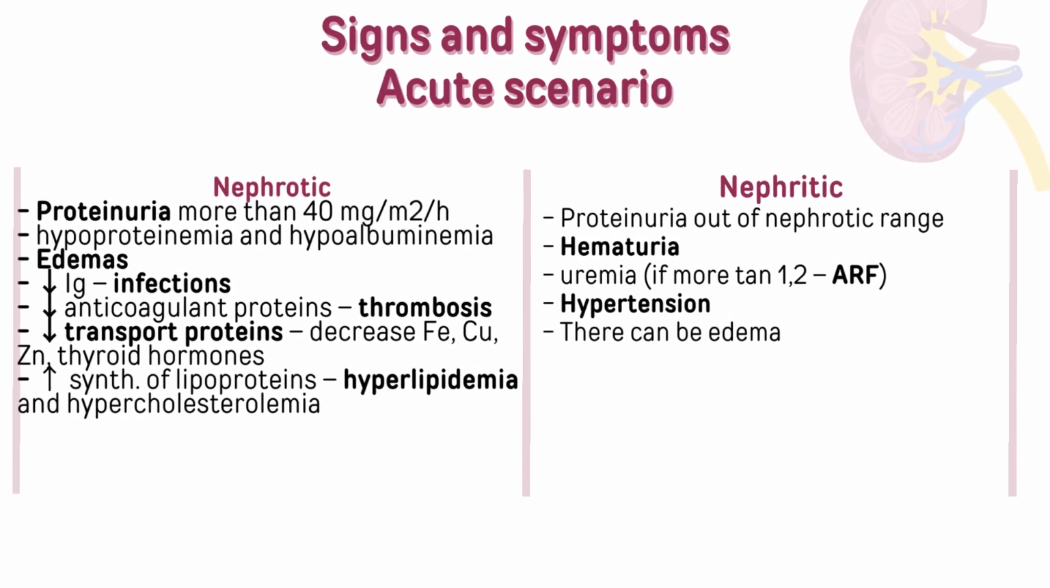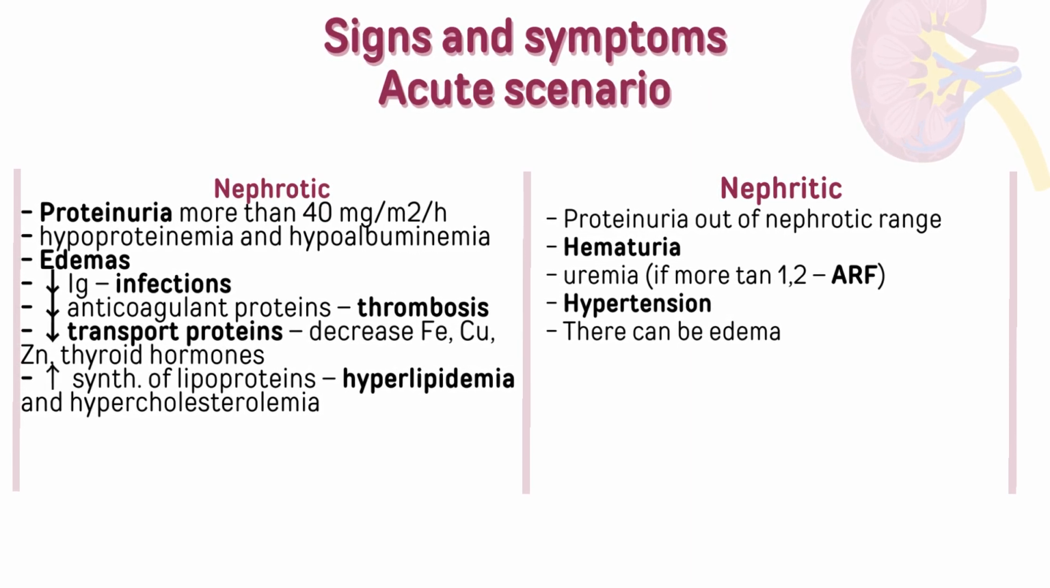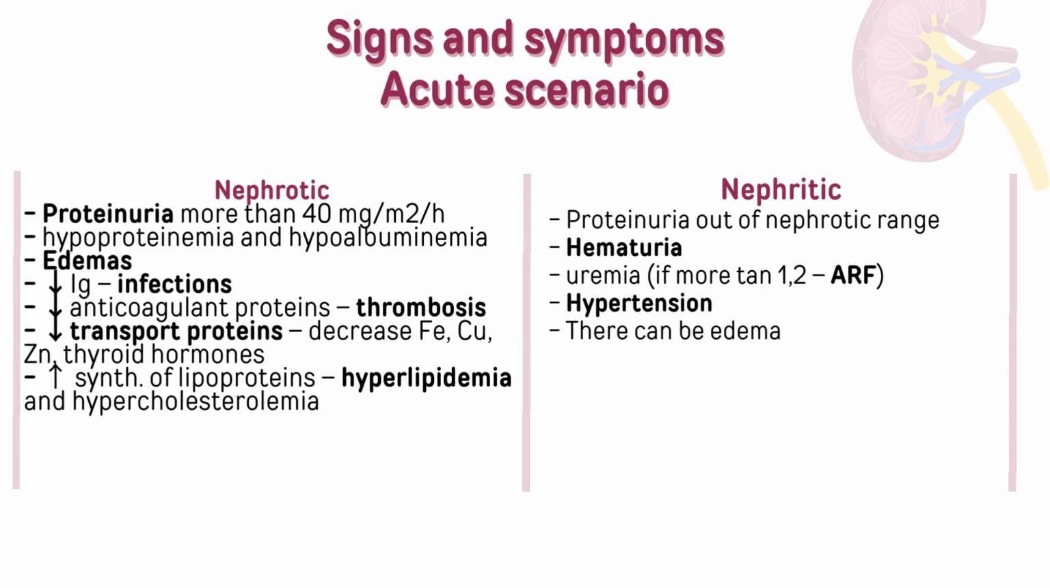Signs and symptoms in an acute setting differentiate nephrotic and nephritic syndrome. Nephrotic syndrome is characterized by a damage of the glomerular basement membrane, which in turn filters out many proteins. In nephrotic syndrome, we can see proteinuria more than 40 milligrams per meter square per hour in children. There is also presence of hypoproteinemia and hypoalbuminemia, which cause a decreased intravascular volume and renin-angiotensin-aldosterone system activation. Overall, the net result is the appearance of edemas. Very typical is the appearance of periorbital edemas.